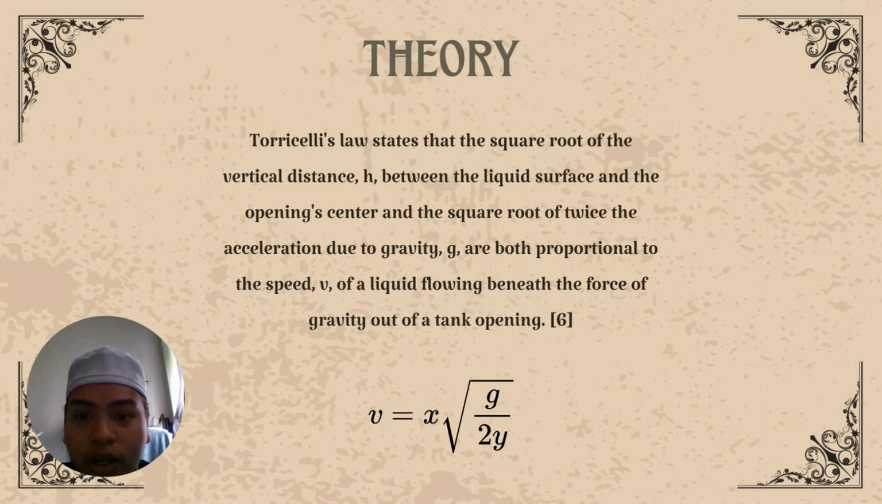For the theory, Torricelli's law states that the square root of the vertical height h between the liquid surface and the opening center, and the square root of twice the acceleration due to gravity, g, are both proportional to the speed v of a liquid flowing beneath the force of gravity out of a tank opening. The formula is v equals x times the square root of g over 2y.